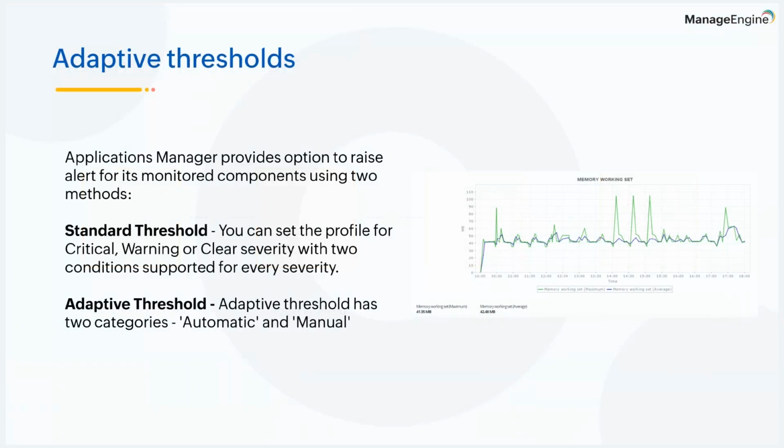The adaptive thresholds. Applications Manager provides an option to raise alerts for its monitored components. There are two major methods, standard and adaptive thresholds. In standard, it's more of a traditional way of configuring critical, warning and clear severity, say for numeric or string-based attributes. In terms of adaptive thresholds, we have two categories, automatic and manual. That's more of a machine learning approach that uses the RPC algorithm. We'll take a look at that in the console shortly.